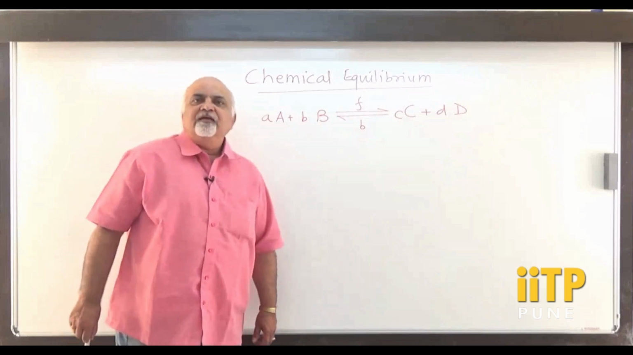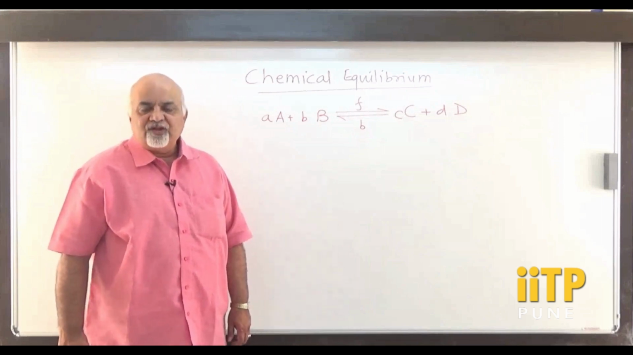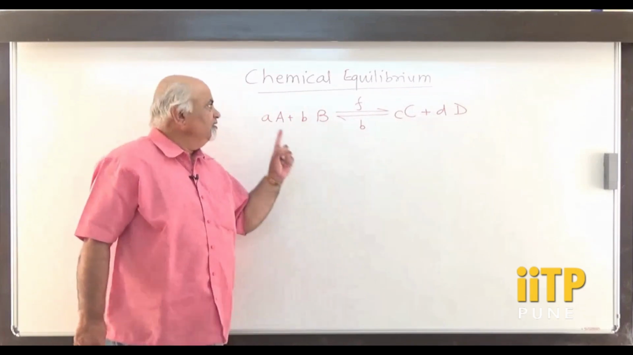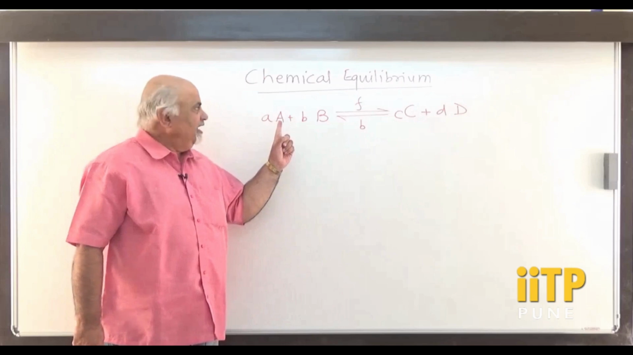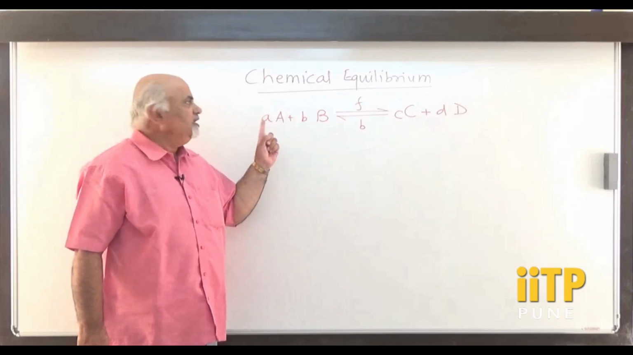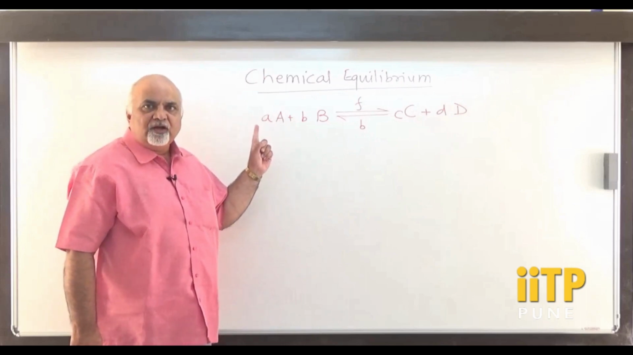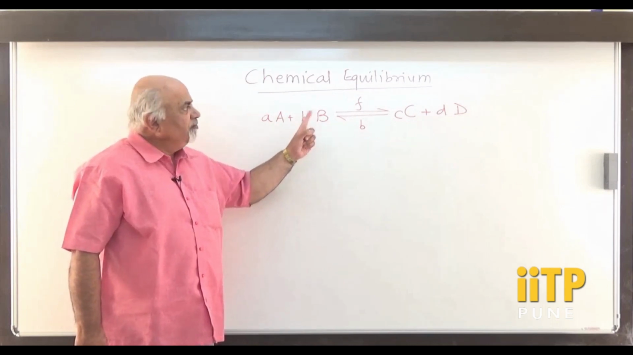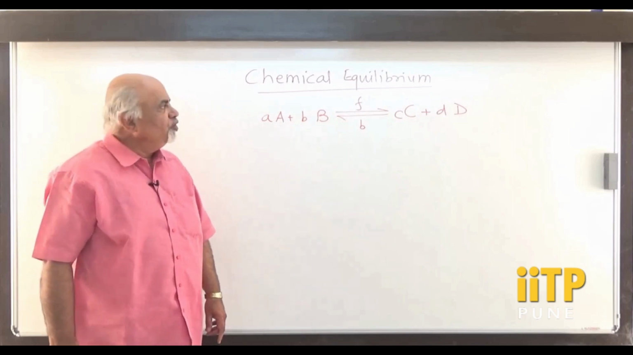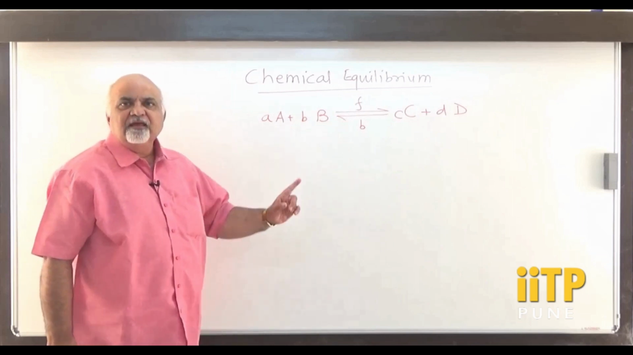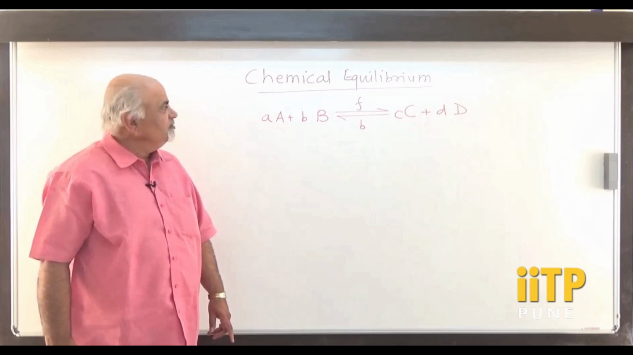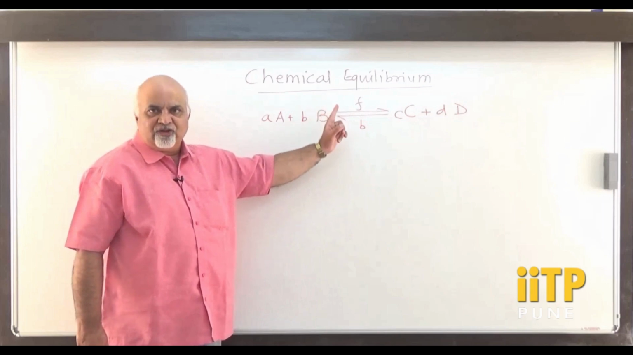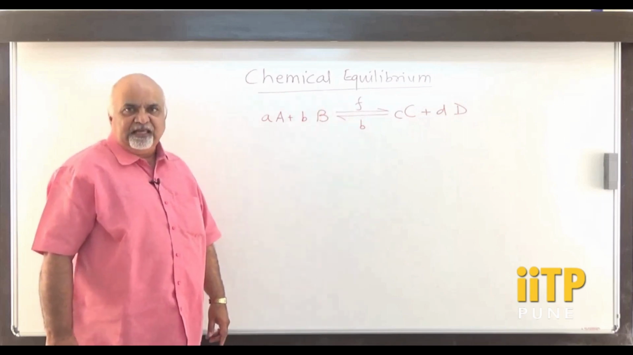Chemical equilibrium is related to chemical reactions which are showing reversibility. As you can see here, a moles of A, capital A stands for the chemical, small a for the stoichiometric coefficient, reacting with b moles of B, making c moles of C and d moles of D. a, b, c, d are the stoichiometric coefficients. They are showing a reaction in one direction, which is called a forward reaction, making the products C and D.